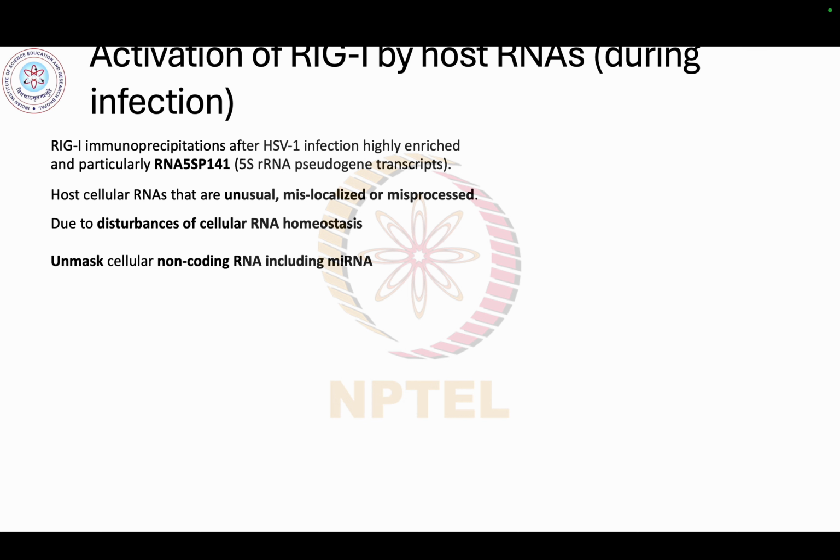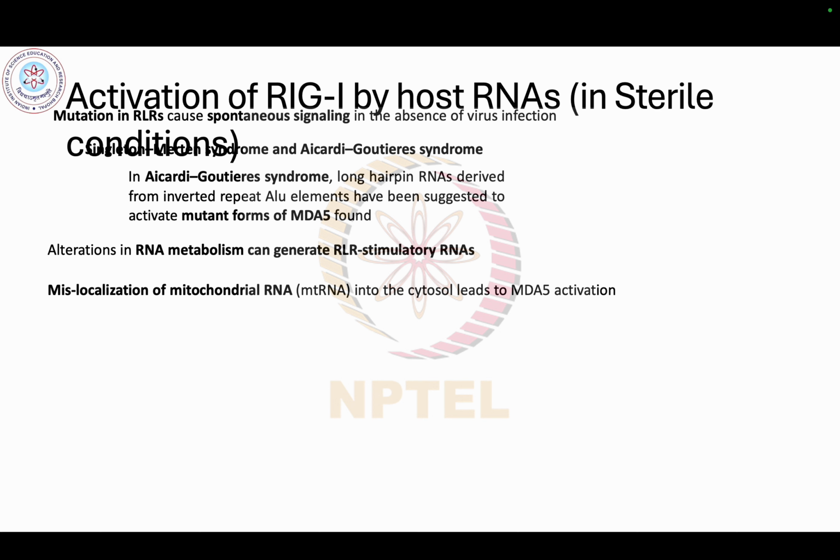Activation of RIG1 by host RNAs during infection. RIG1 immunoprecipitation after HSV1 infection was highly enriched particularly for RNA: 5S rRNA, that is RNA 5S P141, 5S rRNA pseudogene transcripts, host cellular RNAs that are unusual, mislocalized and misprocessed due to disturbances of cellular RNA homeostasis, unmasking cellular non-coding RNA including miRNA. Activation of RIG1 by host RNAs in sterile condition. Mutation in RLRs causes spontaneous signaling in the absence of viral infection.